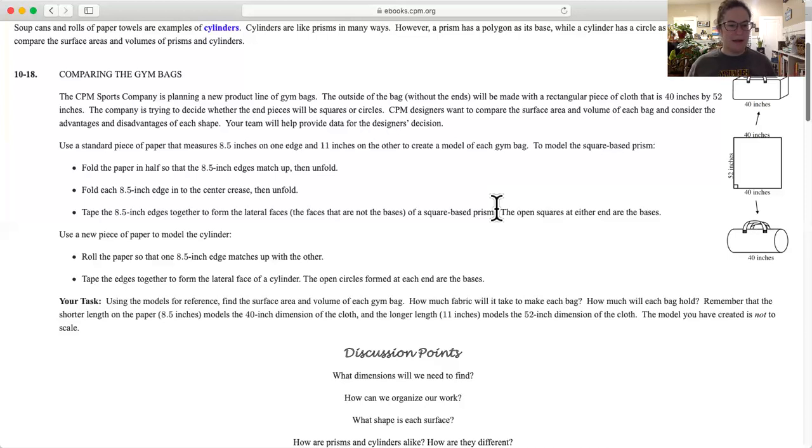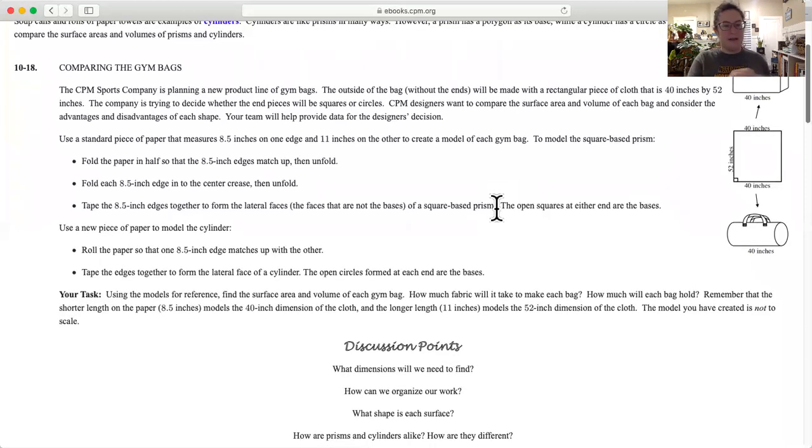And then the second part says to use a new piece of paper to model a cylinder. So you roll the paper so that one 8.5 inch matches up with the other. Now this is pre-folded because it came in the mail. But you're just rolling it so that the 2 ends meet like this. So then you take those together. A little more tape here. Okay, so here's your cylinder.